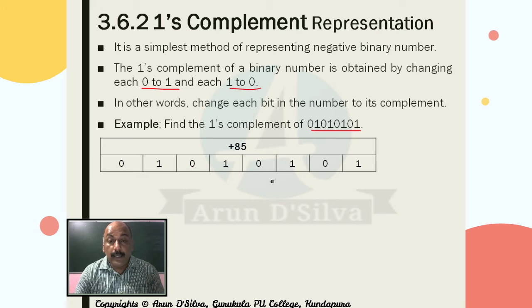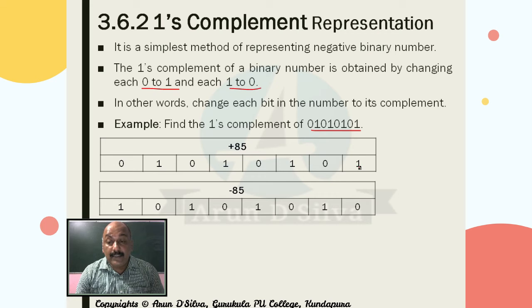Got it? The 1's complement what you are taking, we are just changing. Where 1 is there becomes 0, where 0 is there becomes 1. So we just flipped. Correct? In every place we flipped. Now this is what happened. It is represented as a negative number. See here the starting digit is 1. So that means it is negative.